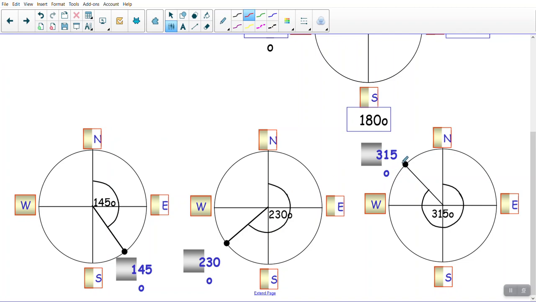Similarly, for 315, you would have it going all the way to the quadrant between west and north, because here you have 270 and here you have 360. So you could just show the reflex angle like this and then label it on the outside as 315 degrees. Right, so that's it for this video. We will solve actual problems using bearings in the next one.